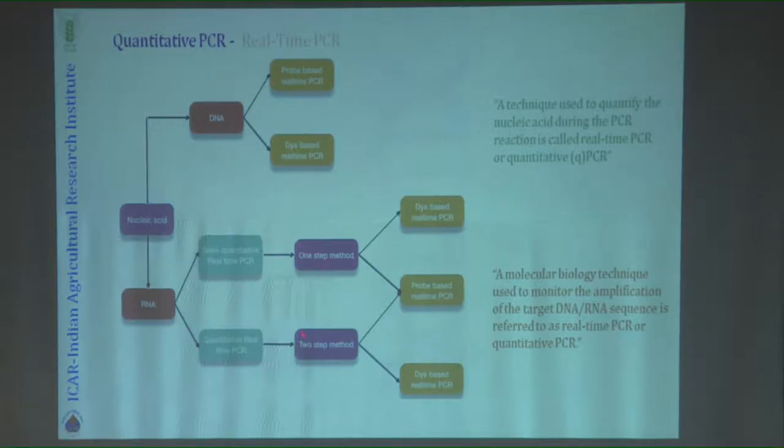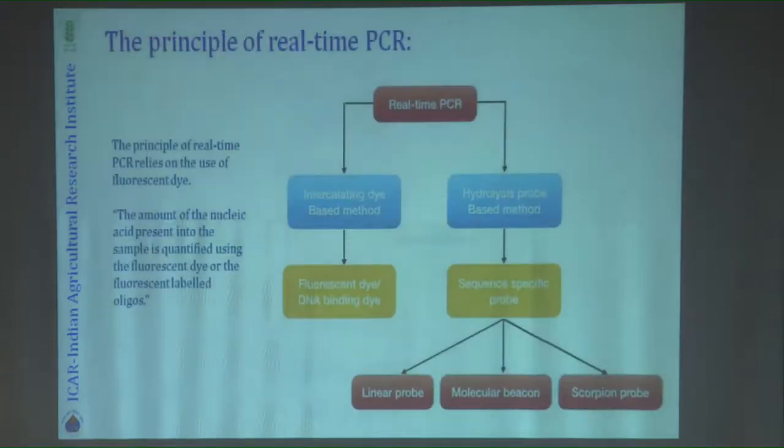There are one-step and two-step methods where you can convert the RNA into DNA and then make all the measurements. In real-time PCR, when you talk about the type of measurements, the whole principle is based on the use of fluorescent dye. So the physics of fluorescence and its properties are what we now make use of in the machine, so it's nothing but the use of fluorescent dye.